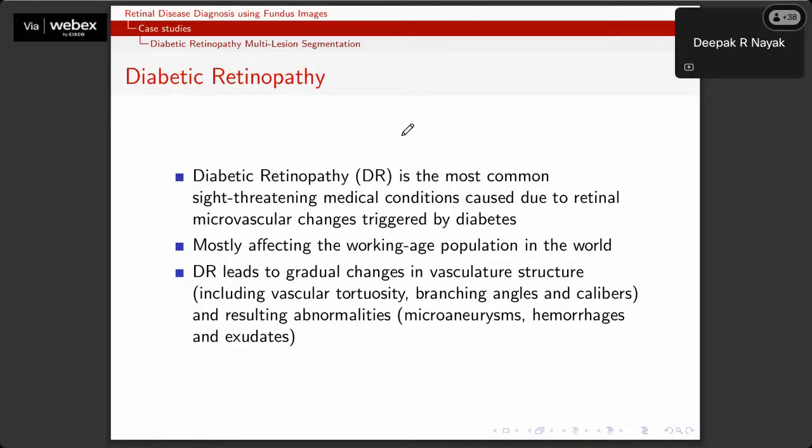Diabetic retinopathy, as I mentioned, is one of the most common sight-threatening medical conditions, caused by retinal microvascular changes triggered by diabetes. It mostly affects the working age population across the globe, and it leads to gradual changes in the vascular structure, resulting in abnormalities known as microaneurysms, hemorrhages, and exudates. And exudates are again of two types: soft exudates and hard exudates.